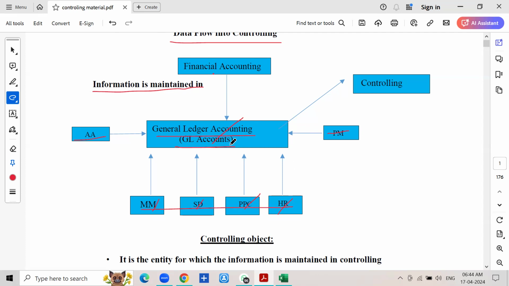So from the general ledger accounting, the expenses and revenues are taken into the controlling component. In the controlling component, all these expenses and revenues are analyzed. How they are analyzed, we will see in the coming days, right? But what you have to understand is, from the general ledger accounting only, all the information of expenses and revenues is transferred to the controlling component, right?